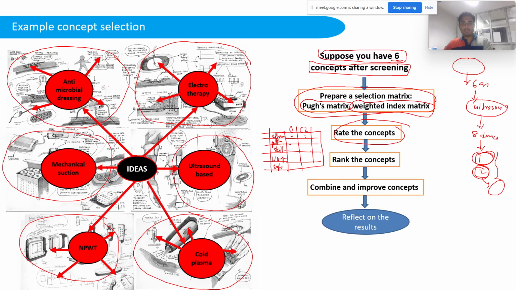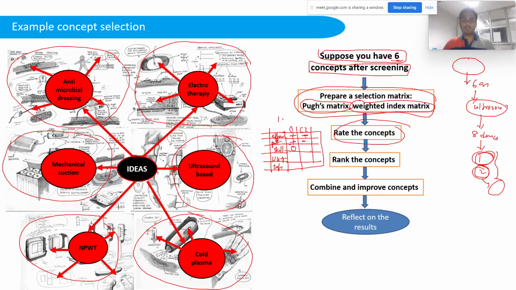Okay, for example, you score some criteria, like effectiveness: okay, this is good, or this particular concept does not provide this. If you use Pugh's matrix, you generally use plus, minus, or same. If it is the same, then it is zero. If you use a weightage index matrix, you use some sort of scale.